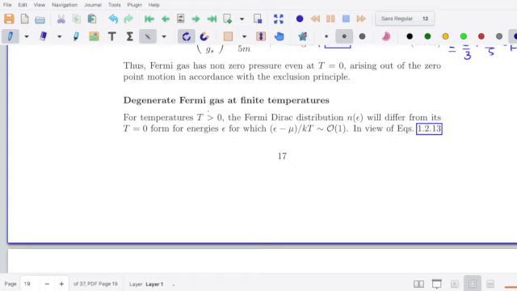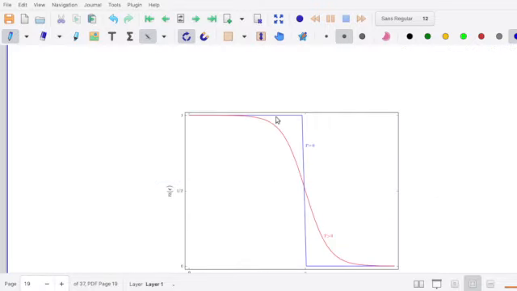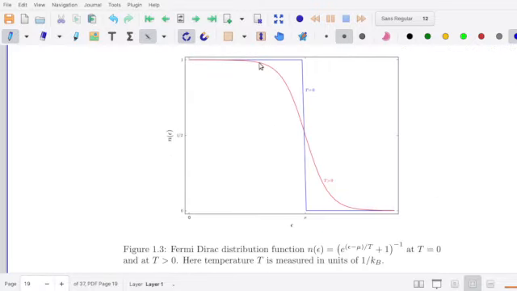Now we consider degenerate Fermi gas at finite temperatures. As we have already seen, at T equal to 0, the Fermi-Dirac distribution function is given by this red line. That means it is 1 up to epsilon F, and beyond that it is 0. Now as the temperature changes, there will be variation from this red line, and it will become something like the curve given by the blue line.